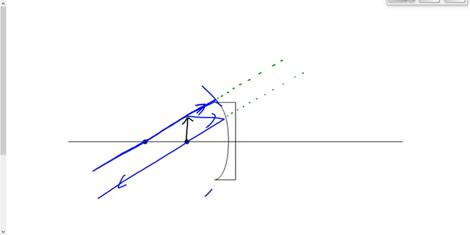So what do we know about this image? It's not real. Well, it's not real, you're right. It's also not virtual, because there's no rays intersecting, solid or dotted lines. They're parallel. The rays are parallel. If the rays are parallel, there is no image.